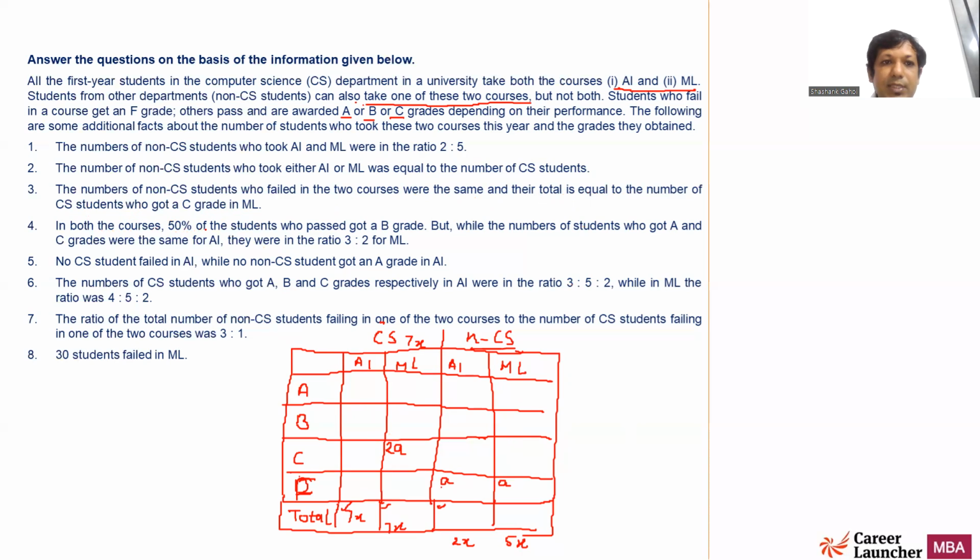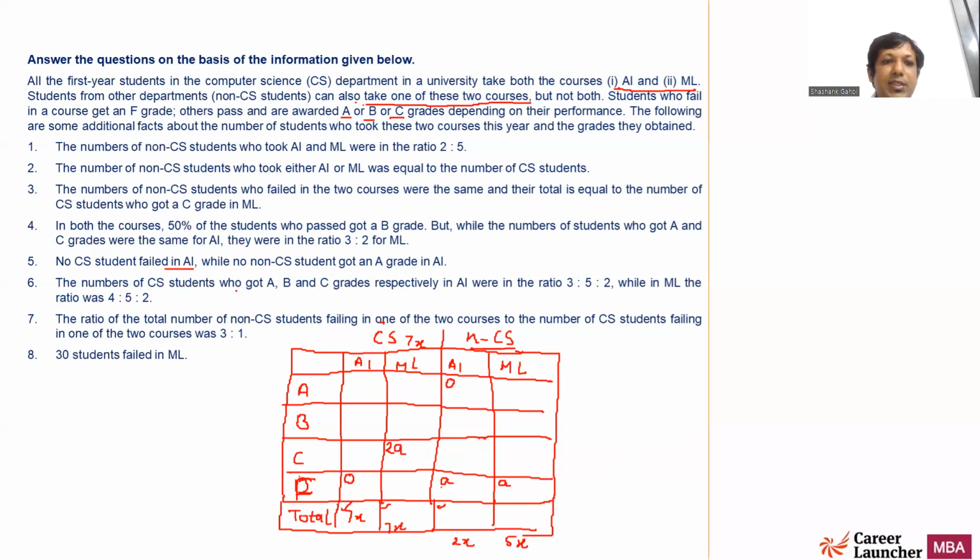In both the courses, 50% of the students who passed got a grade B, while the other students got A and C, okay, so for A and C, the ratio was 3:2. Okay, I'll come to this statement later on. No CS student failed in AI. Okay, so this value is going to be 0. While no non-CS student got grade A in AI, so this value is also supposed to be 0.